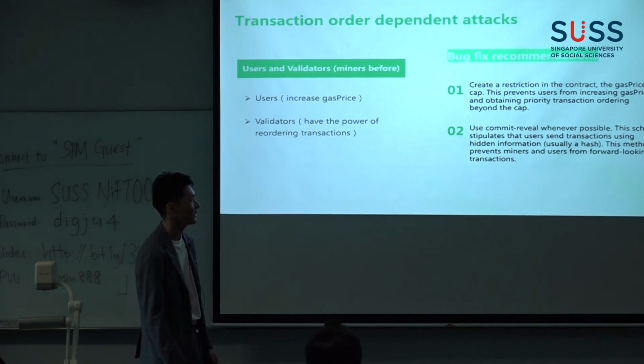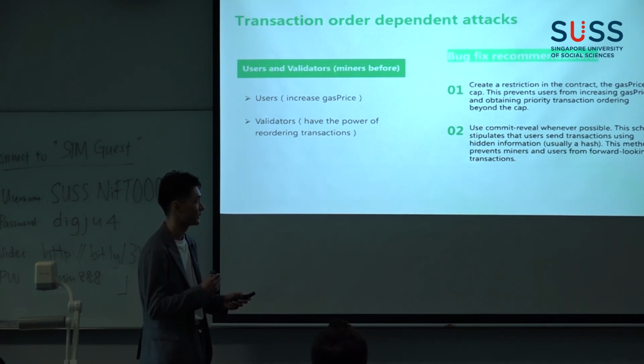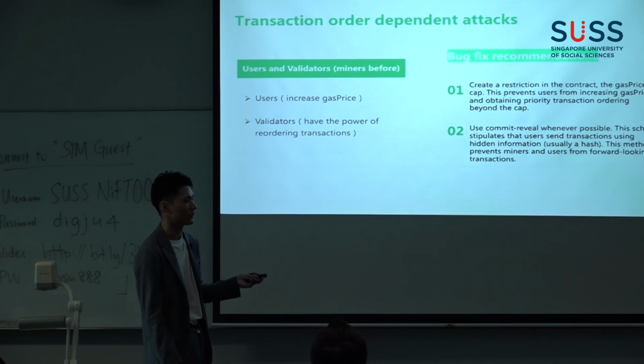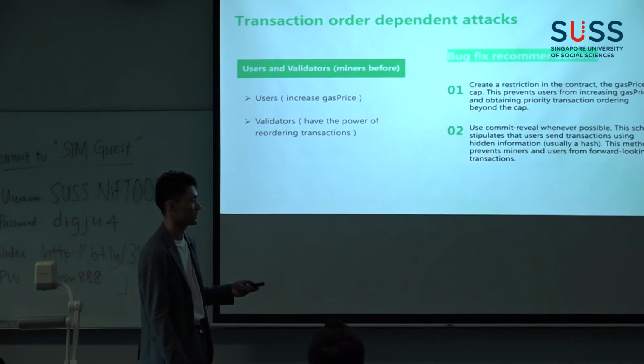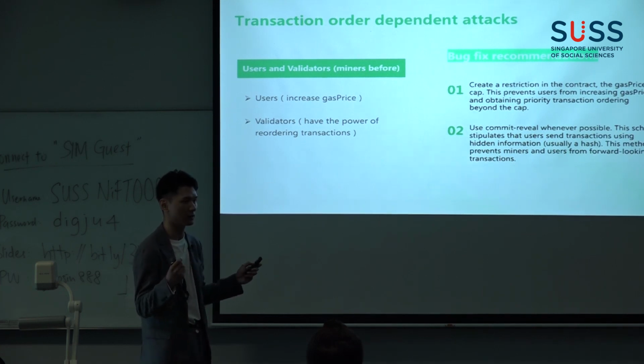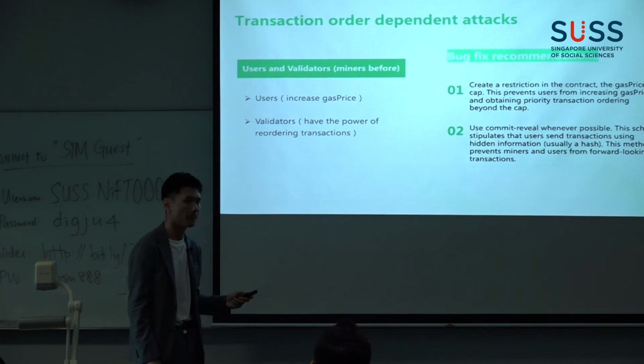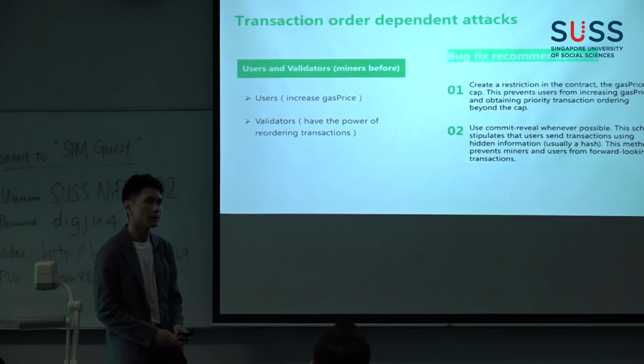This scheme stipulates that users send transactions using hidden information. So the user can hash, for example, or encrypt his answer and submit it, and then the contract will decrypt it. This method prevents miners, validators and users from front-running transactions. So even when the attacker sees this transaction in the mempool, he cannot just copy it because he has no means to decrypt. Only the smart contract has the power to authenticate that this user actually signed it with his private key, for example, a valid signature. So he cannot decode the content?